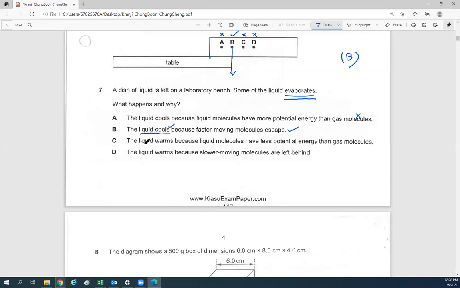Okay. The liquid will not warm up. Okay, the liquid will not warm up, it will only cool down. So this is one of the characteristics of evaporation. The body of liquid left behind cools. Okay, so this is one of the characteristics. It's always a cooling effect due to evaporation. Okay, so the answer is B.